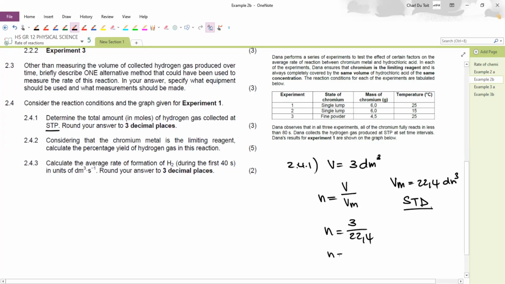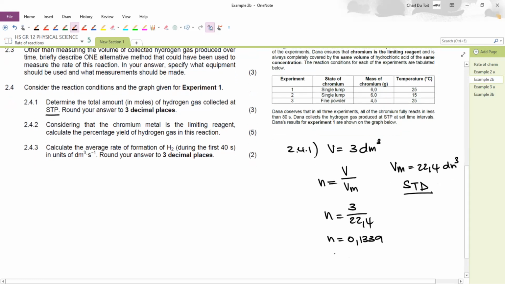Oh, I don't like that value. 0.1339. And they want 3 decimals. So the moles are 0.134.